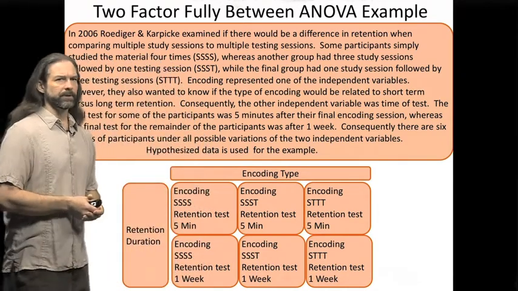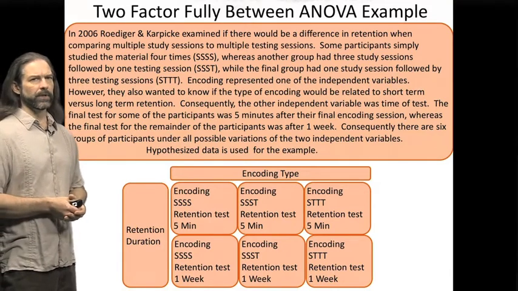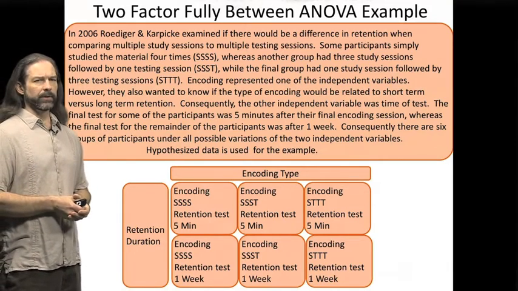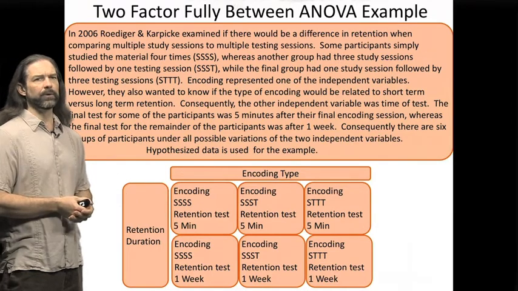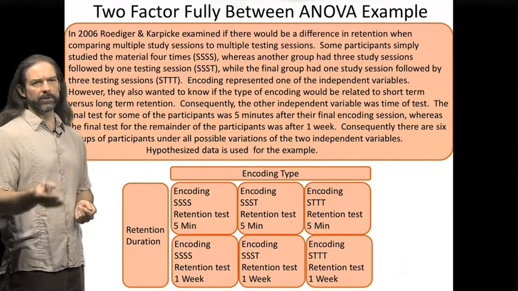So for this particular example, I'm drawing from research that was done in 2006, and really there's two variables of interest. So there's two independent variables. We will still, of course, just have the one dependent variable that we're interested in. So the final dependent variable is how well do they do on a final retention test, or a final test, if you will.